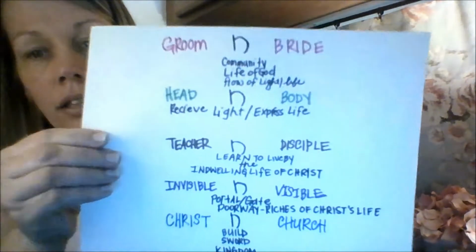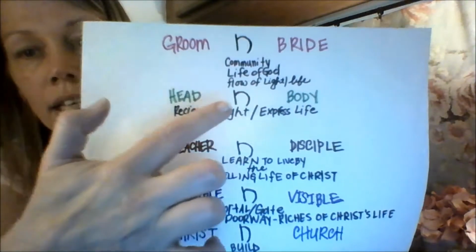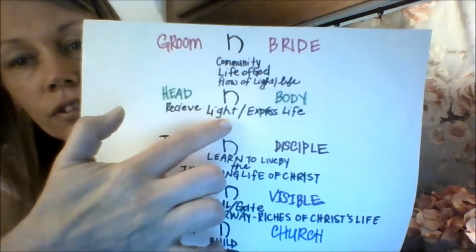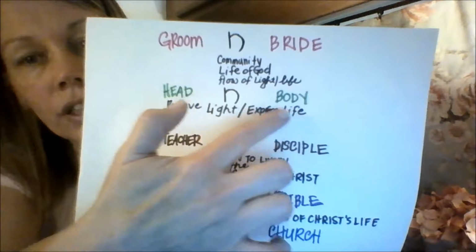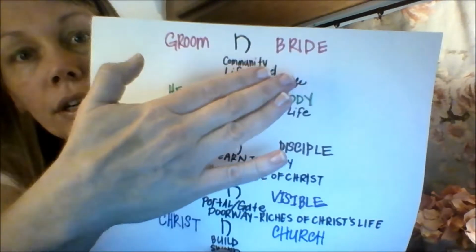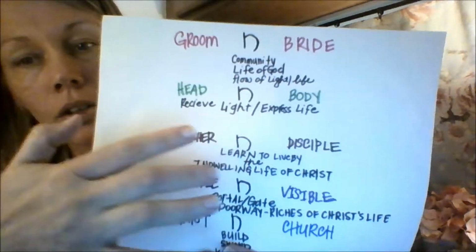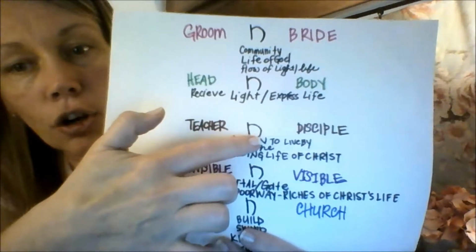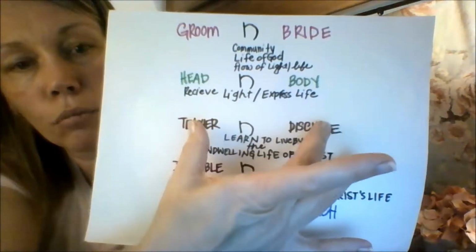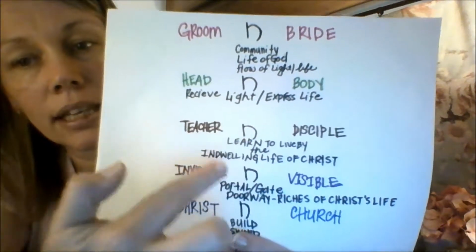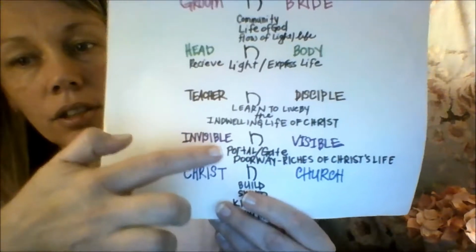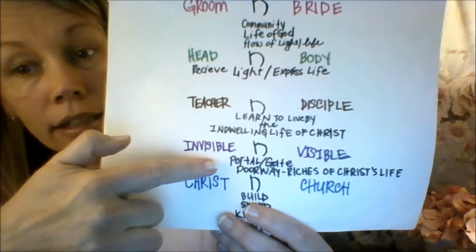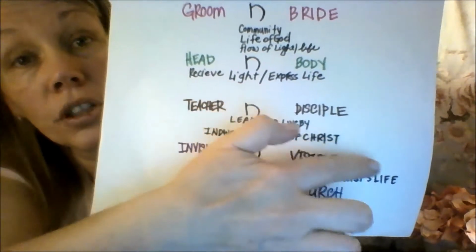And out of that, we also see that the head, who is Jesus Christ, is yoked to the body so that they can move and work together. The head receives light, and the body expresses the life. It gives the expression to the person and life of Jesus Christ. We also see here that the teacher, which we talked about a few videos ago, is yoked to the disciple so that they may move and work together, learning to live by the indwelling life of Christ. We also see, which I didn't mention but want to bring out a little bit, the idea that the invisible, who is Christ, is yoked to the visible, who is the church.